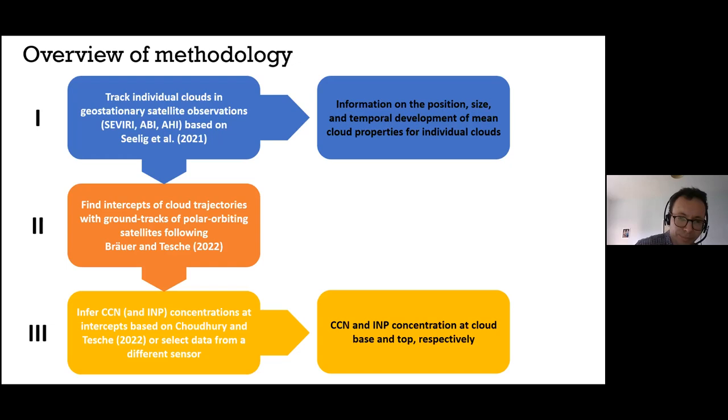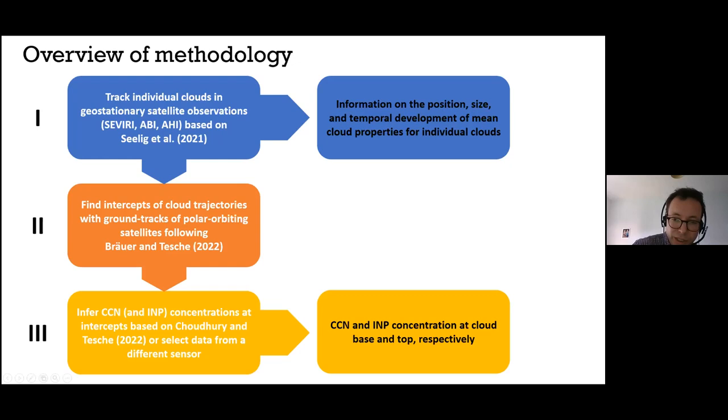And then once we have combined, or we have the location where to combine the observations, we want to infer the CCN and hopefully soon as well the INP concentrations at those intercepts. And we just had a paper published in January where we describe the methodology. And this third step gives us CCN and INP concentrations at cloud base and top respectively.